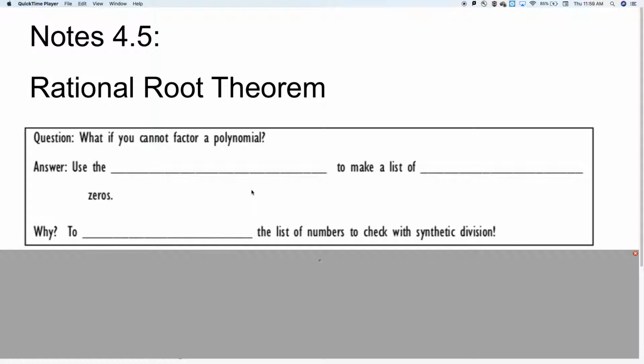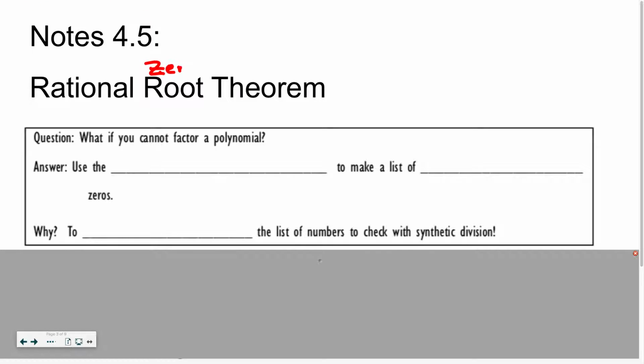Word root on the board, and I said it was a synonym, so it could be used interchanged for some other words. Does anybody remember what other words are the same as root? Zeros? What else? Solution? X-intercepts, if they're real, right? And I think that's it.